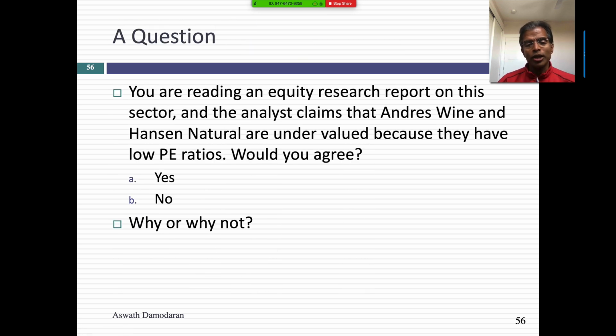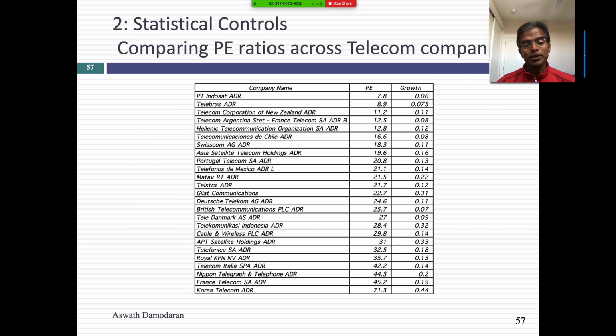Andre Wine and Hansen Natural look cheap on a PE ratio basis, but Andre Wine has a really low growth rate, and that explains the PE ratio, and Hansen Natural is really high risk. I'm not saying that you can't buy either of these stocks, but I'm saying there are holes in my argument, and it's my job as an equity research analyst to defend against those holes in the argument. And I did not do that, so guess what happened? I got fired.